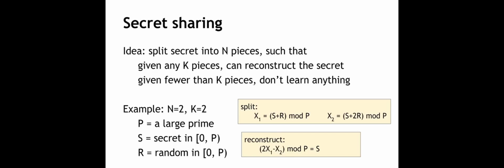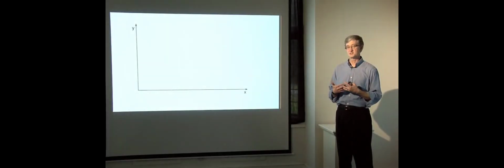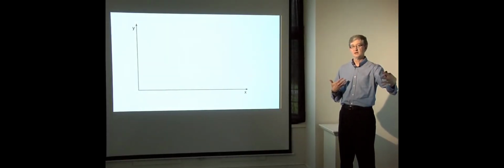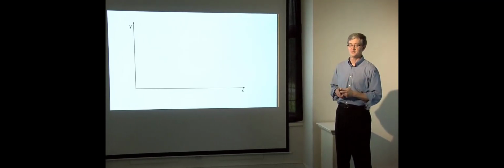Similarly, this share by itself is also equally likely to take on any value between 0 and p minus 1, and therefore doesn't convey any information about s. So that's n equals 2, k equals 2. Given both shares, we can get back the secret. Given one share, we can't. Okay. Now in general, we can talk about how to get higher values of n and k. For example, let's talk about how to get higher values of n where k equals 2. That is, we're going to want to require two shares to be put together to reconstruct the secret, but we're going to make more than two shares that are eligible for use in this way.